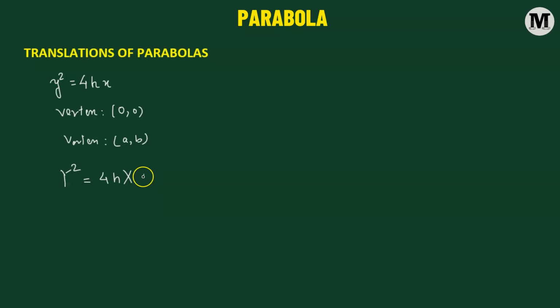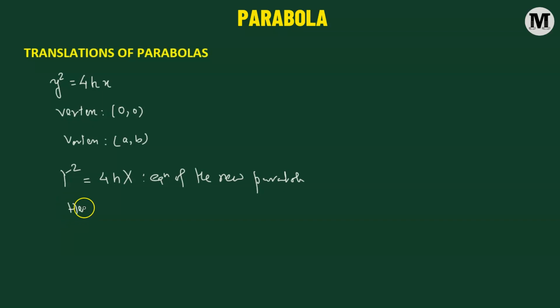Translations of parabola. When we started out, we considered the standard form of a parabola given by y squared equals 4h times x. Here the coordinates of the vertex are always at the origin whenever we have a parabola given by this particular equation. Now what if the vertex is not at the origin but at some other point having the coordinates, let's call it (a, b)? In that case, we are going to rewrite the equation. Instead of y squared, we will write Y squared equals 4 times h times X. This is going to be the equation of the new parabola.